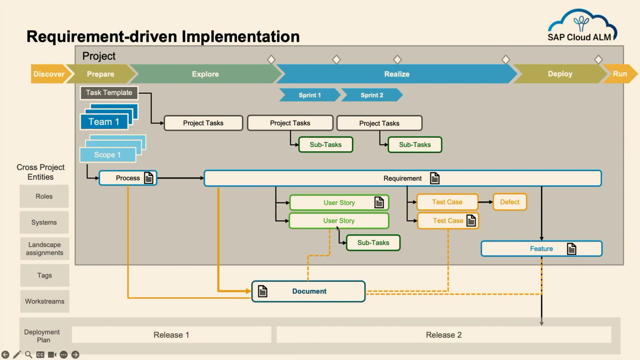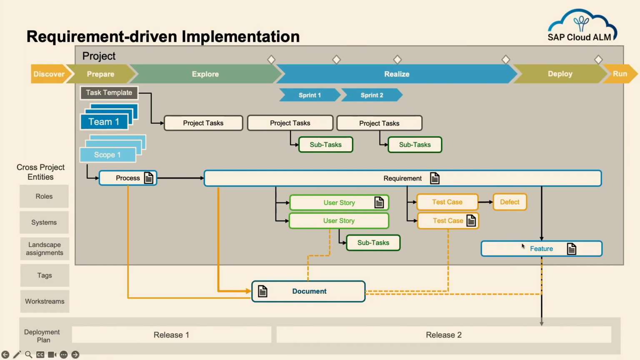And as soon as these user stories, or these follow-up activities, are done, you would create a test case for each and every one of these different, let's say, configurations, developments, and so on. And as soon as you have run the tests and they have been successful, you could go and put everything into the feature, which is our transport container, and deploy it in a specific release.